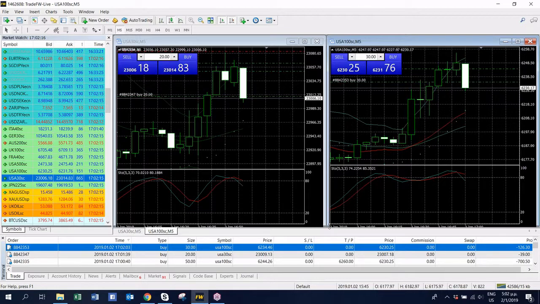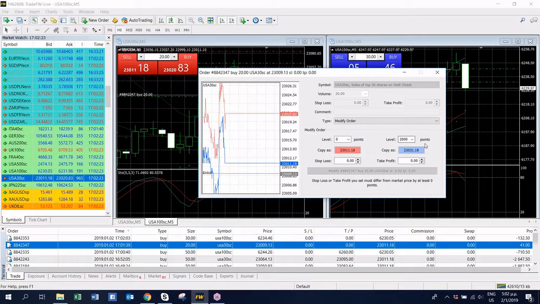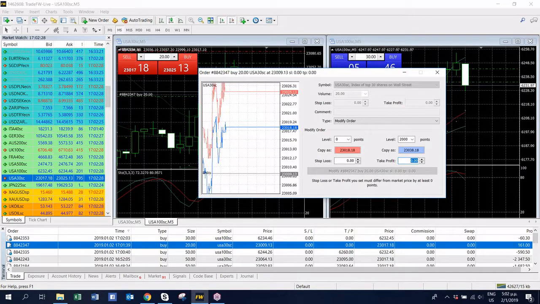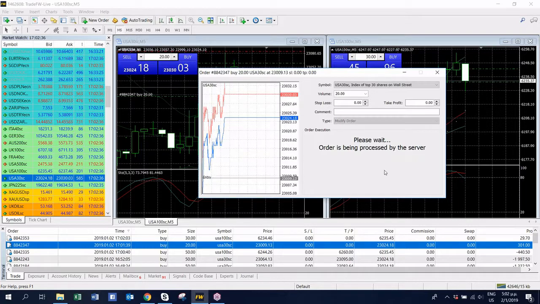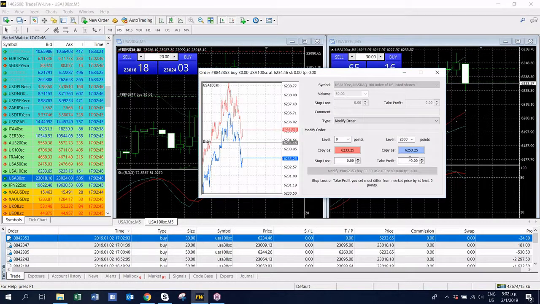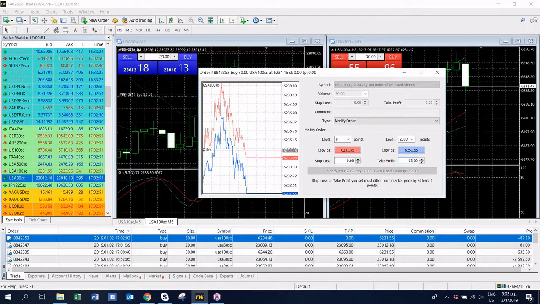Let me put the take profit at the same level. For USA 30, my take profit will be at 23,095. We are making already $300. Then for USA 100, my take profit will be at 6,260.